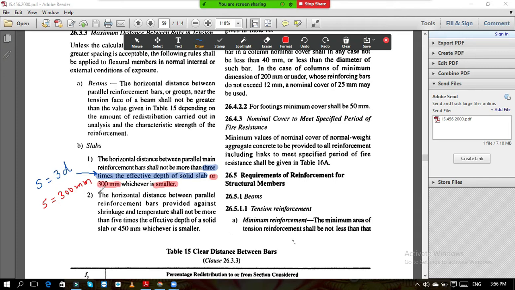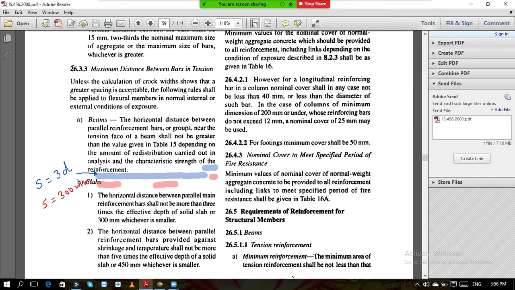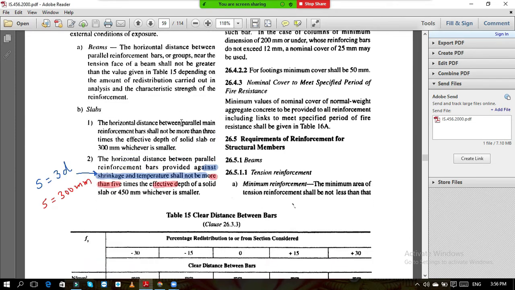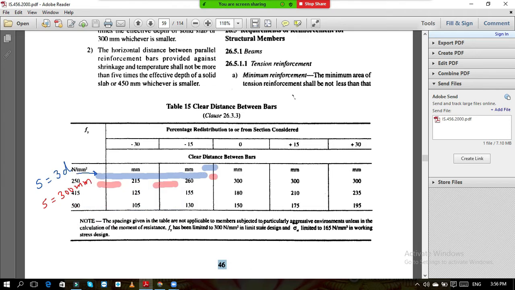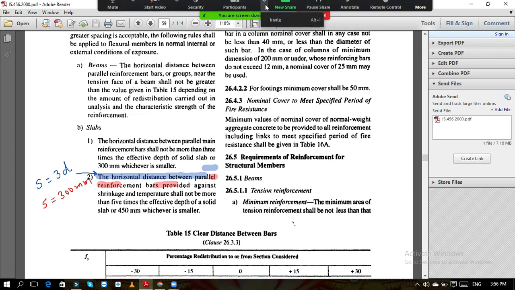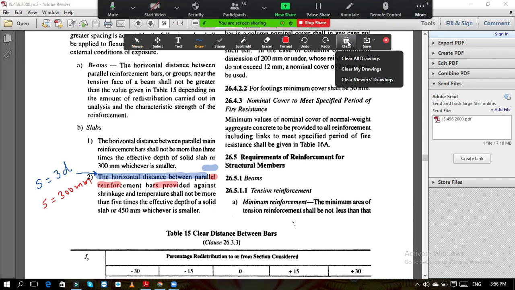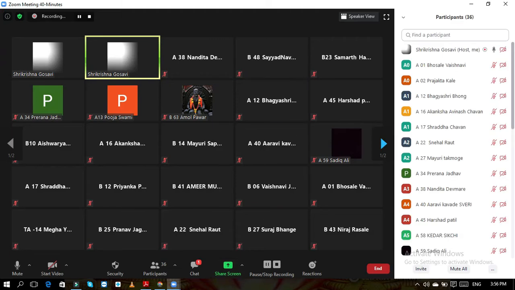So this is the condition, and where is it given? It is given in clause number 26.3.3. Let me show you the clause number. See, this is the clause number 26.3.3, and the page number is 46. So this is also given in the IS code. Now I will clear this, and we will move to the whiteboard.